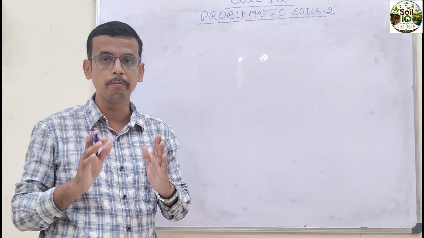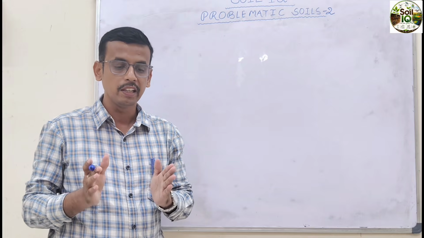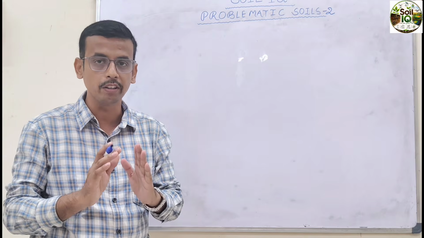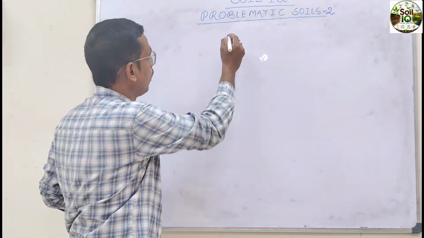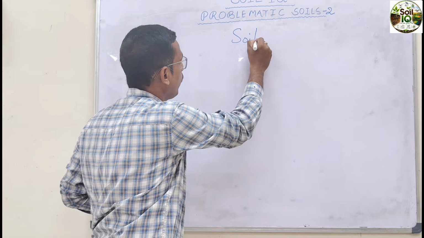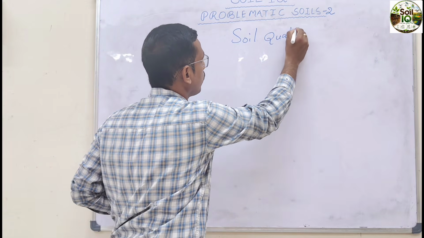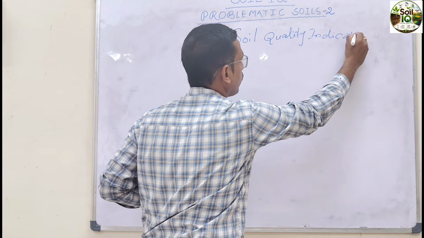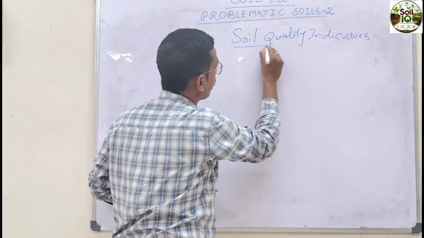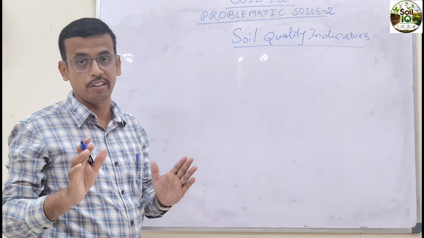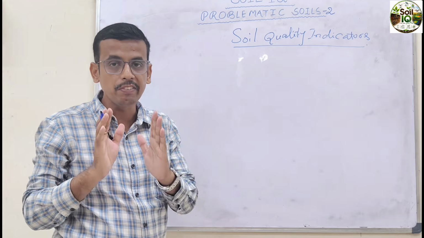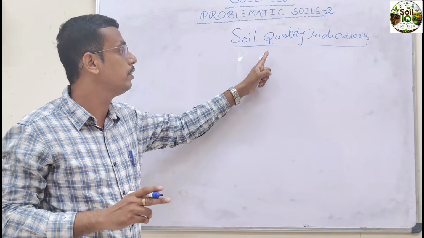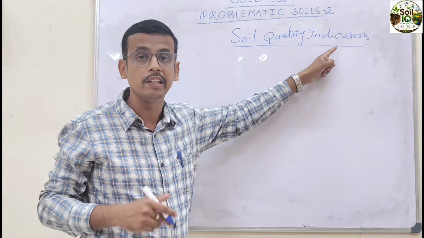Similarly, soil scientists measure some soil properties. Those measurable soil properties indicate the soil quality. Okay, I hope you understood. So today we will discuss soil quality indicators. Soil scientists measure some soil properties to indicate the quality. That's why these are known as soil quality indicators.